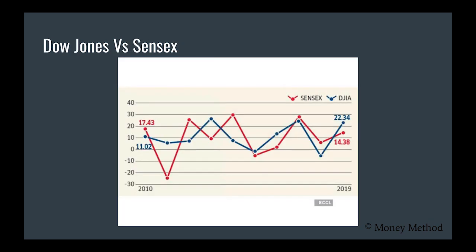If you look at how the Dow Jones versus the Sensex have performed over the past few years, in the last 10 years they have been pretty divergent. There have been times when the Sensex has outperformed the Dow Jones, and there have been times when the Dow Jones has outperformed the Sensex. While the Dow Jones has generally done better than the Sensex, even from a diversification point of view, it makes perfect sense to invest.